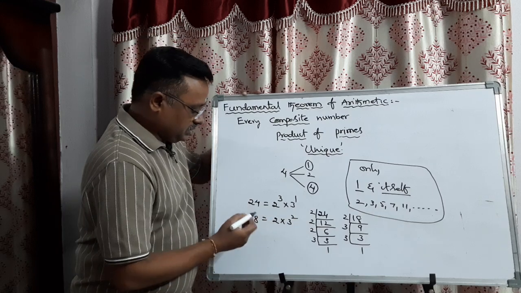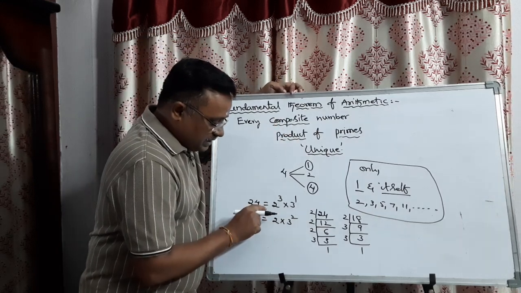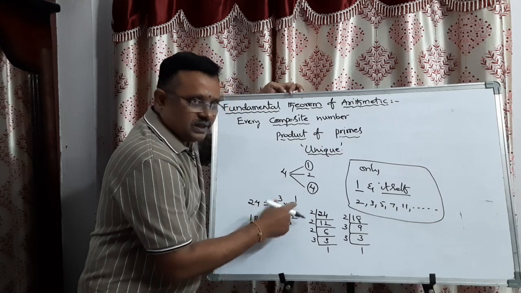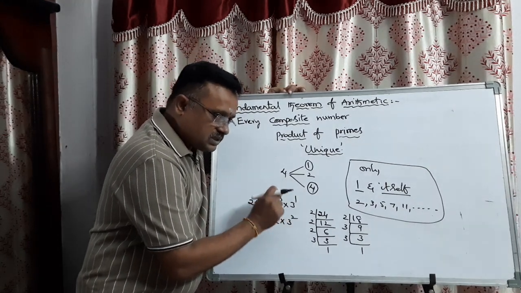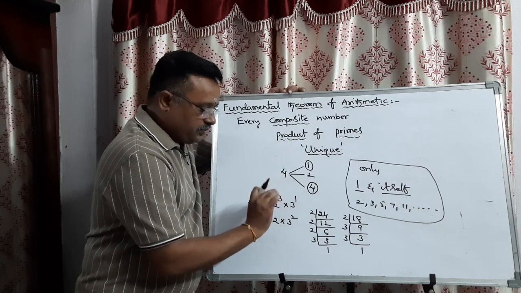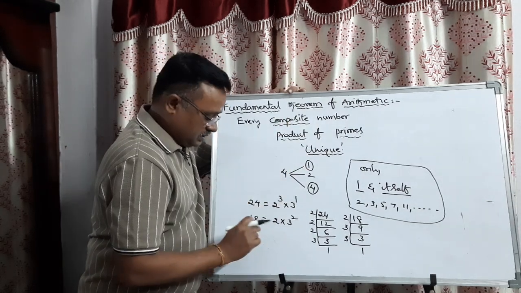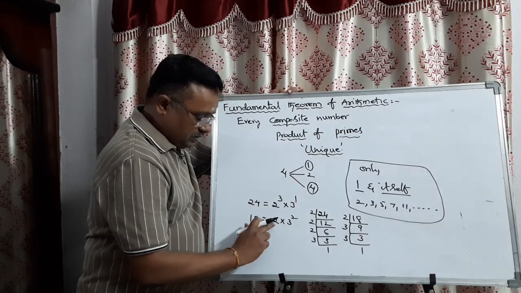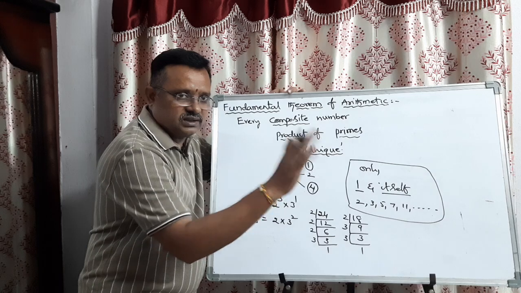So here you see 24 is a composite number. It is equal to a product of primes in a unique pattern. 24 can be written in this only one procedure. We cannot write 24 as a product of primes in any other manner. 18 also is equal to a product of primes in this unique pattern. There are no other chances.